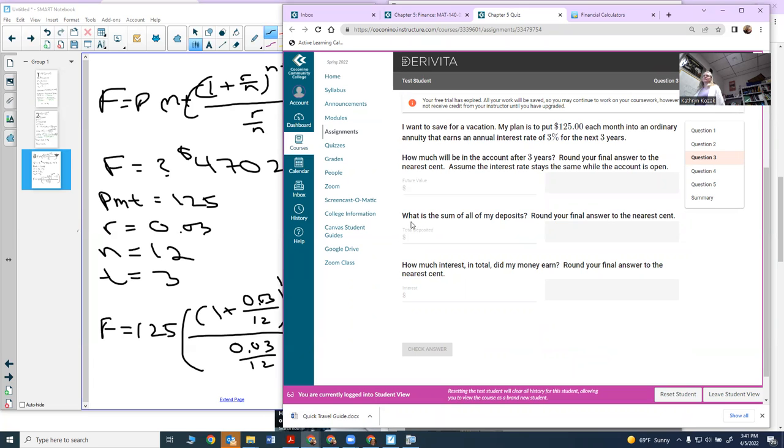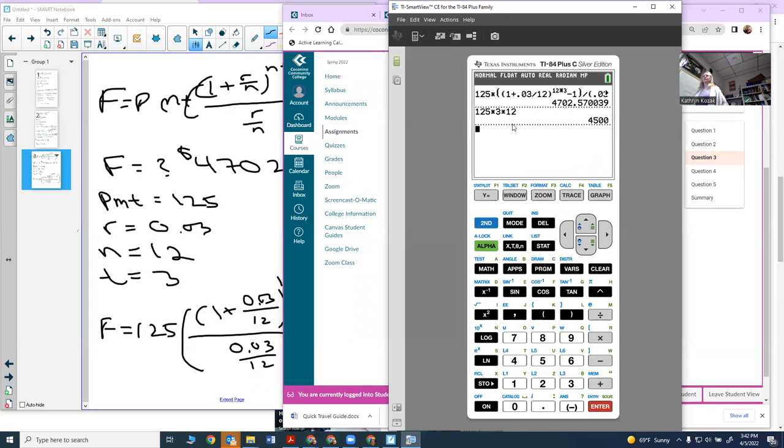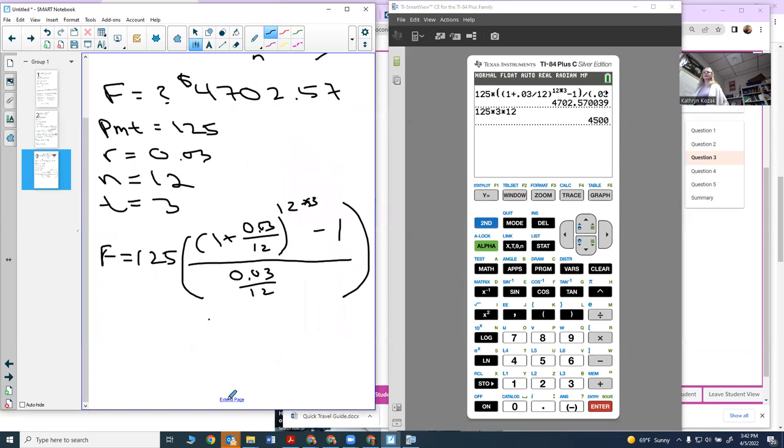Then the next question actually asks you, what is the sum of all of the deposits? In other words, how much did you put in there? Which is what I just kind of answered. So how much I put in there without getting any kind of money at all is what I just calculated, where I just did the 125 times 3 times 12. So again, that's as if you didn't get any interest. You would have your 125 times your 3 years times your 12 months, which gives you $4,500.